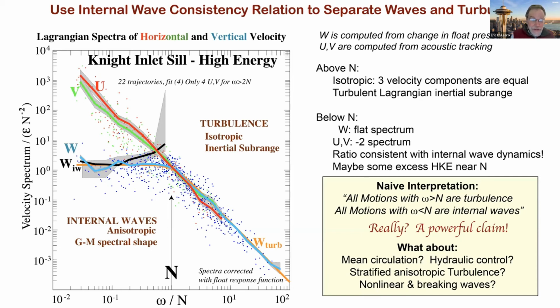And the naive interpretation of this is that all motions with frequency greater than N are turbulence, and all motions with frequency less than N are internal waves, and there's nothing else. That's a pretty powerful claim. What about all the other things that are happening? What about the stratified isotropic turbulence? What about the fact that the energy level agrees with turbulence theory? I don't know the answer to this. This is why it's an interesting thing and why I'm bringing it up again. Okay, that's a question. There isn't an answer, except that it's extremely intriguing.